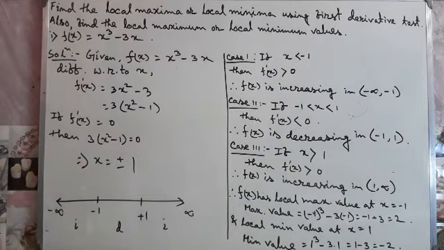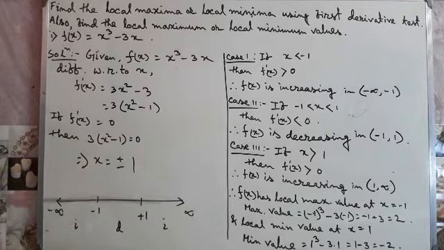Next problem is find the local maximum or local minima using first order derivative test. Also find the local maximum or local minimum values. The function is given f of x is equal to x cube minus 3x, then differentiating we get f dash x is equal to 3 into x square minus 1. Now if f dash x is equal to 0, it gives x is equal to plus 1 or x is equal to minus 1. That means these 2 points divide the total number line into 3 parts: minus infinity to minus 1, minus 1 to 1, then 1 to infinity.